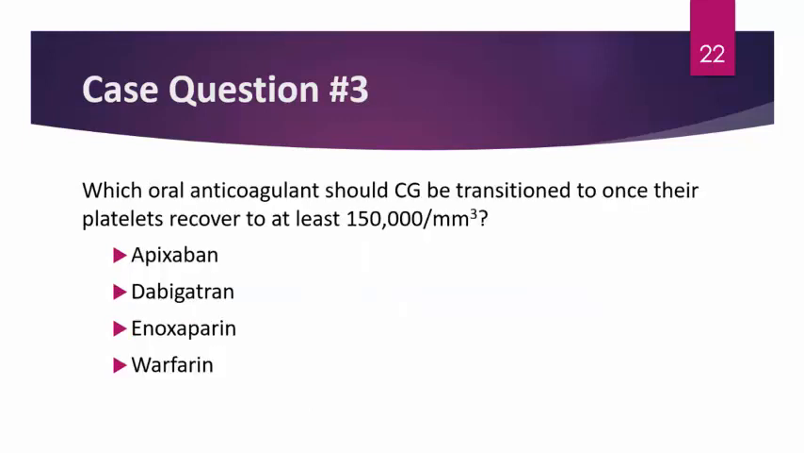Which oral anticoagulant should the patient be transitioned to once their platelets recover to at least 150,000? And the answer here is warfarin, just as we just stated. The other agents, apixaban and dabigatran, that are oral agents, are not FDA indicated for heparin-induced thrombocytopenia. And enoxaparin should not be given to this patient as, again, it is a heparin moiety.